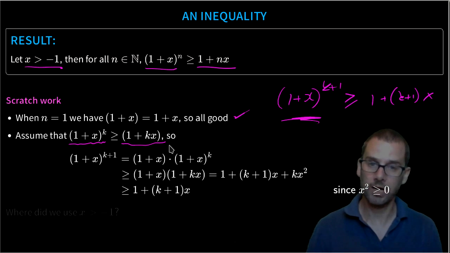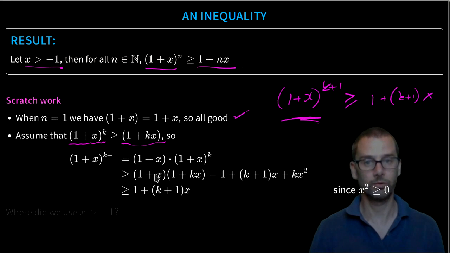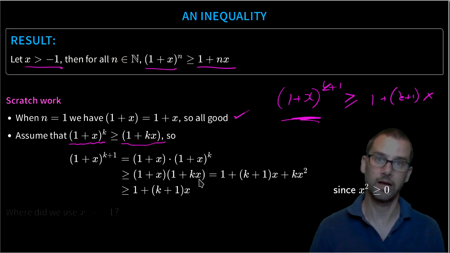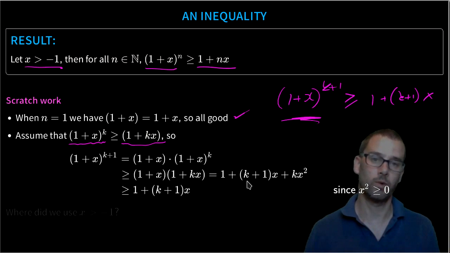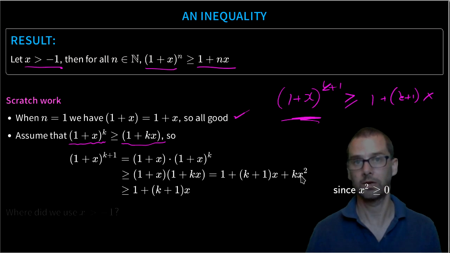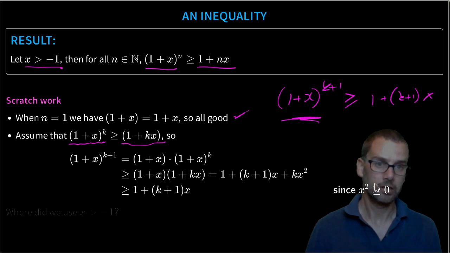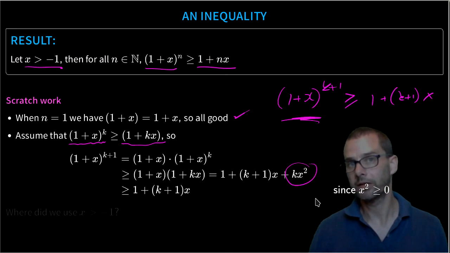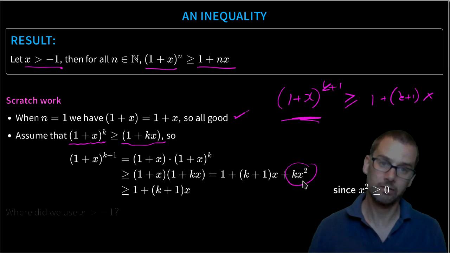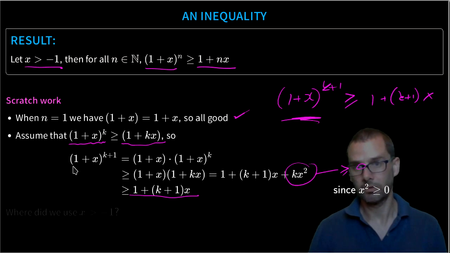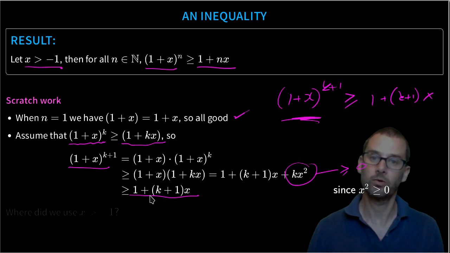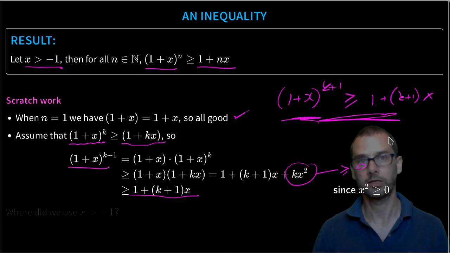Well, then let's expand the right-hand side of this. We know that this is bigger than or equal to 1 plus x times 1 plus kx. Okay, that's by our assumption that this inequality holds. And the right-hand side is 1 plus k plus 1 times x plus kx squared, just by expanding this out. Now, since x squared here is bigger than or equal to 0, and k is bigger than or equal to 1, we know this term here is bigger than or equal to 0, and so this whole expression here is bigger than the thing that we want. So 1 plus k plus 1 x is bigger than or equal to 1 plus k plus 1 x, okay? Which is exactly this expression that we're trying to show.